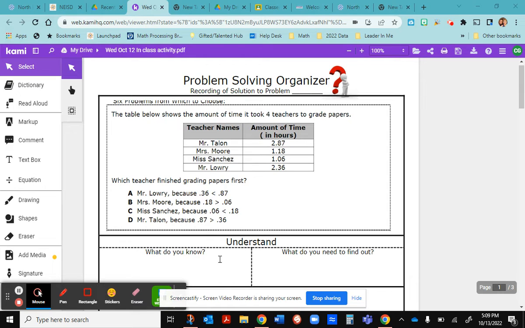It reads, the table below shows the amount of time it took 4 teachers to grade papers. They have the teacher names: Mr. Talon, Mrs. Moore, Miss Sanchez, and Mr. Lowry. And in the next column, the amount of time in hours. Mr. Talon had 2 and 87 hundredths of an hour to grade papers. Mrs. Moore was 1 and 18 hundredths hours. Miss Sanchez had 1 and 6 hundredths hours. And then Mr. Lowry was 2 and 36 hundredths.